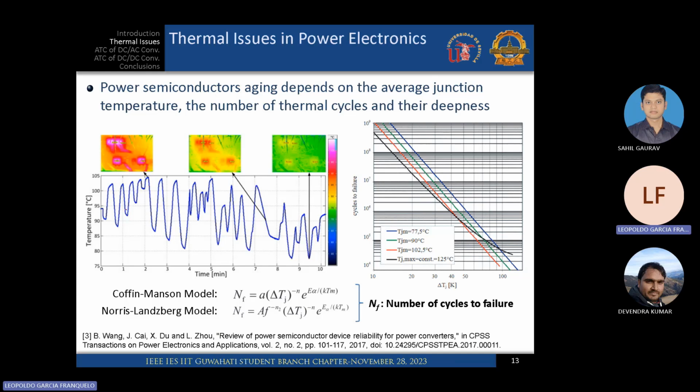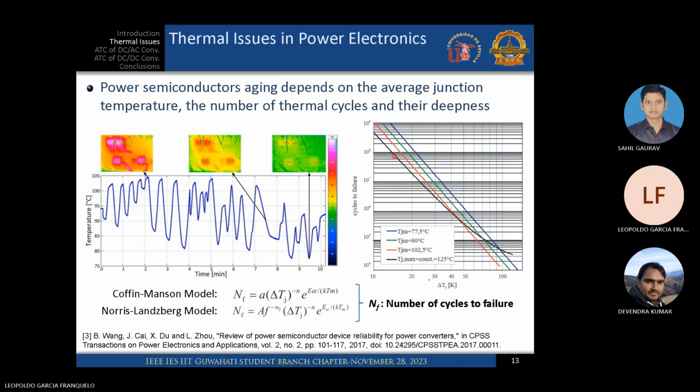Then, as we may have a profile like this in the temperature once we apply the model, of course, we need to translate it to the number of cycles till failure. The number of cycles for the lifetime of this device can be given by the manufacturer in a graph like this one. This gives us, taking into account the mean temperature in the junction, this is for 77.5, the next 90, 102, and 125, that is the max.